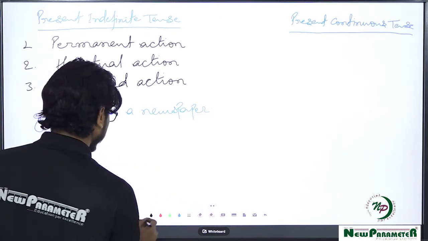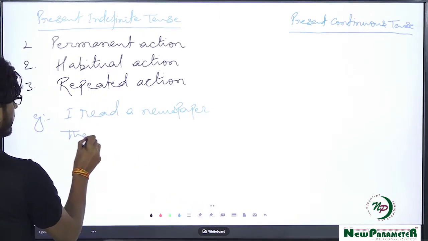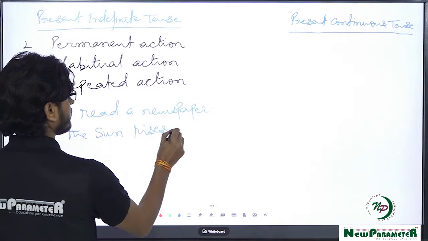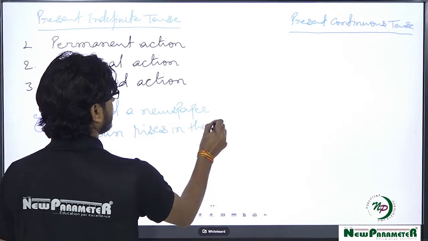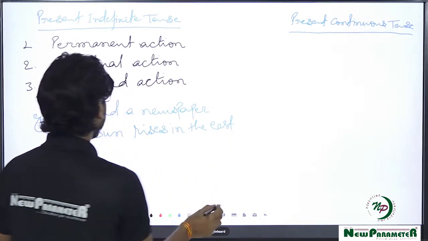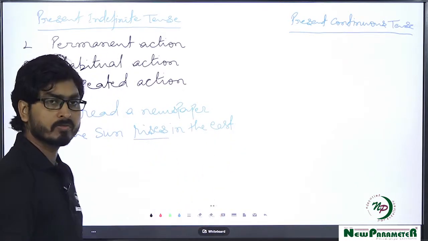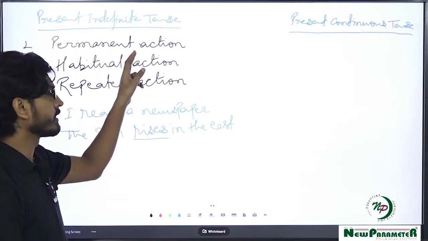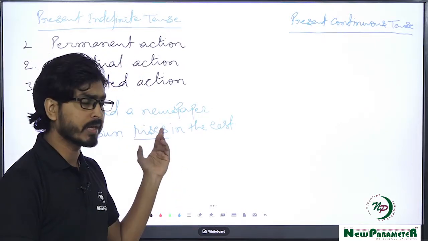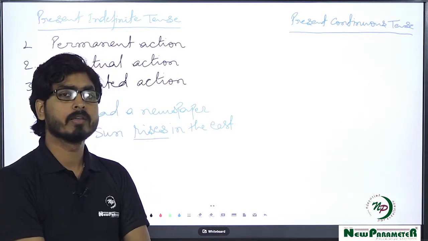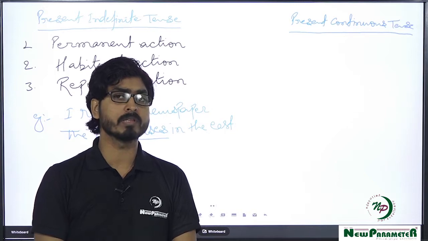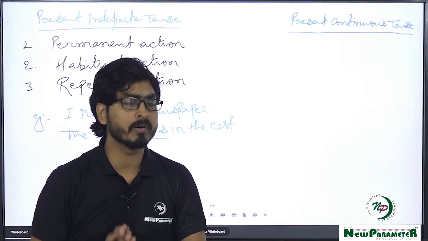If I say the sun rises in the east, we have used V5, means what? This is present indefinite tense. It means this is a permanent action. This is not a temporary action. And we cannot say that this is a habitual or repeated action. But we must say this is a permanent action.